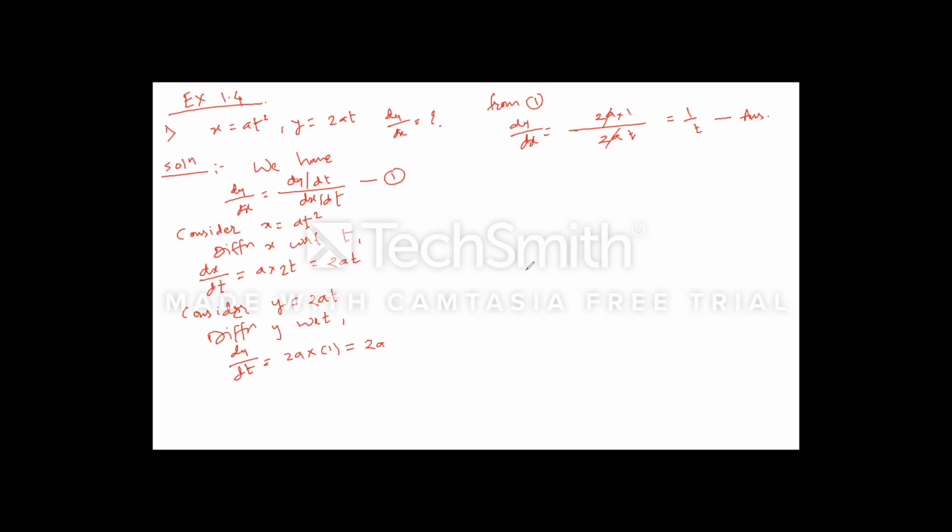So students, by using parametric differentiation, we can find the derivative of the given equation. Now we are going to discuss another one: x equals a cot theta and y equals b cosec theta. So consider first x equals a cot theta.